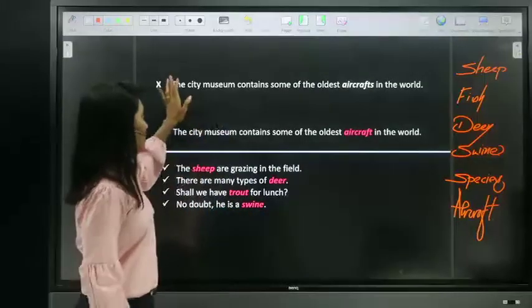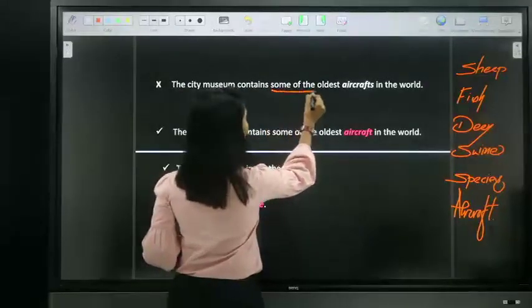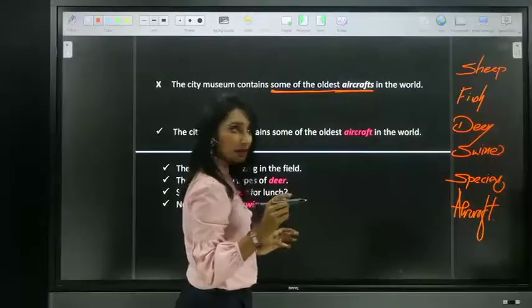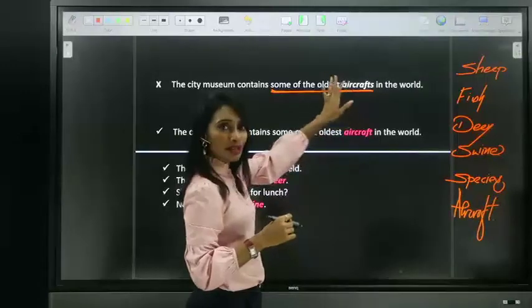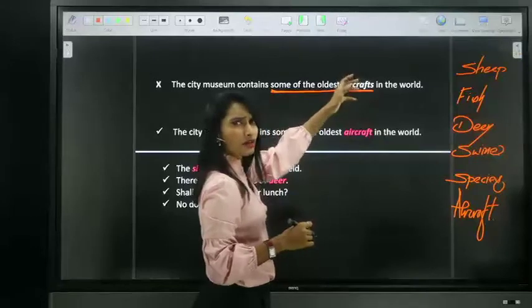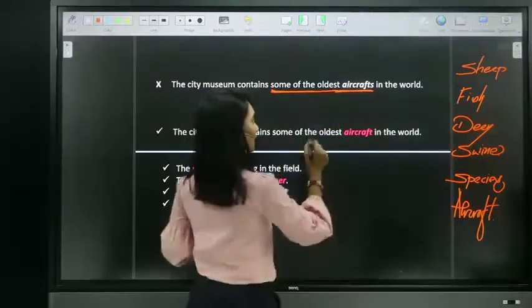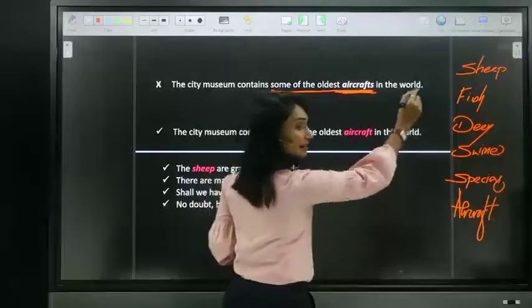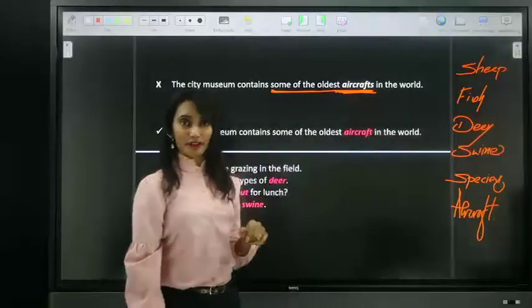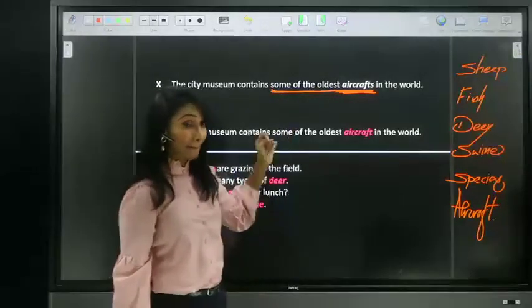So remember, the city museum contains some of the, you see here just now I told you, "some of" is followed by a plural noun. It doesn't mean that every time you go with s, because in plural and singular it has the same form. If it is other than aircraft, or you can talk about aeroplanes, then you can say planes. But aircraft is similar in singular and plural. So some of the oldest aircraft in the world, it doesn't mean one, it means plural sense here because we are talking about some.